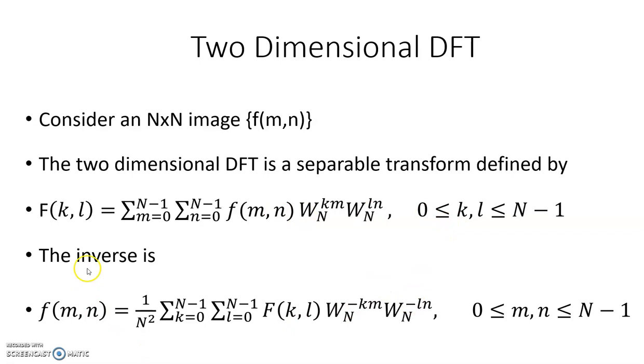Okay, then when I write down the inverse, I have the equation for f(m,n). Only difference is here I will be having my W_N raised to minus km and W_N raised to minus ln. So one basic property of this DFT is this basis function is always an exponential term.